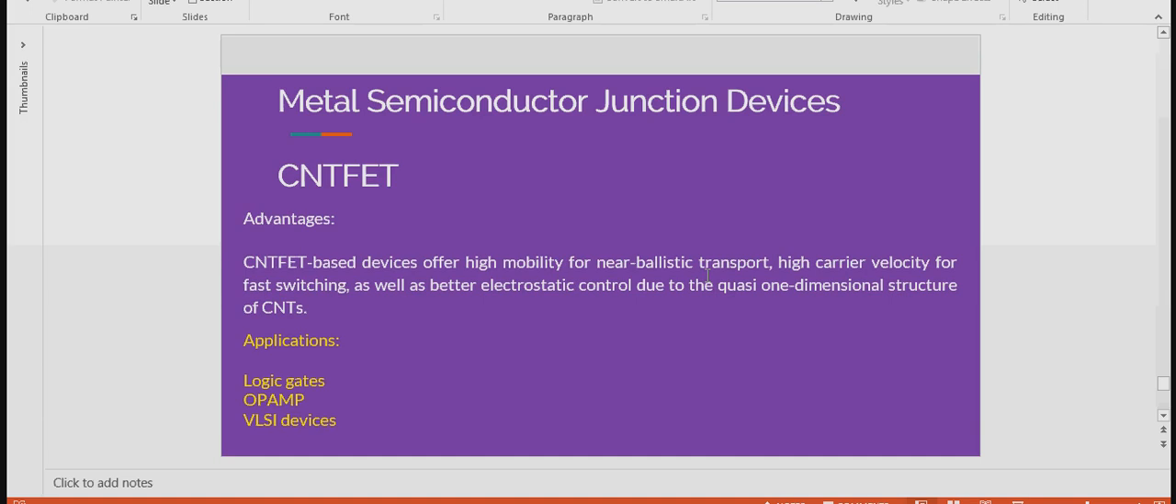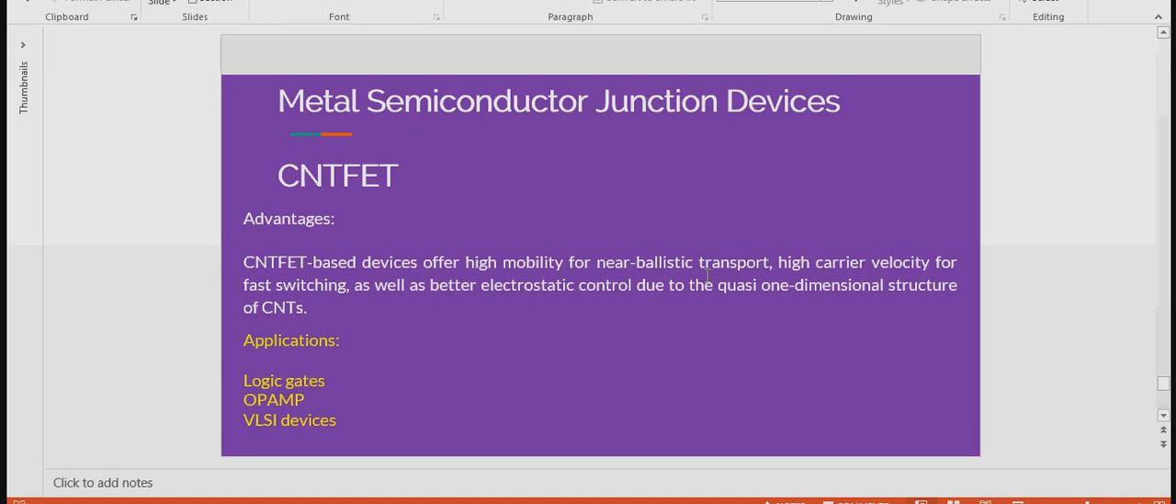So what are the advantages of CNT FET? CNT FET based devices offer high mobility for near ballistic transport, high carrier velocity for fast switching, as well as better electrostatic control due to the quasi one-dimensional structure of CNT FETs. High mobility, okay, fast, high carrier velocity, that is the holes and electrons movements are fast, fast switching from on state to off state to on state, better electrostatic control, that is better controlling the electric field.